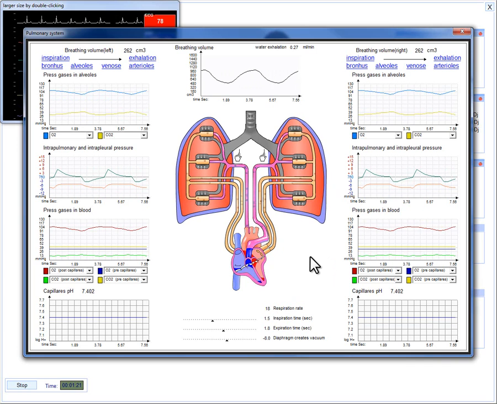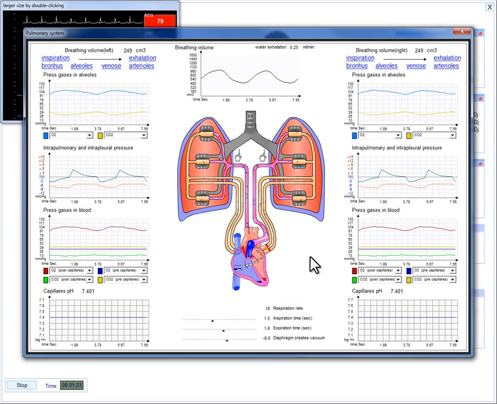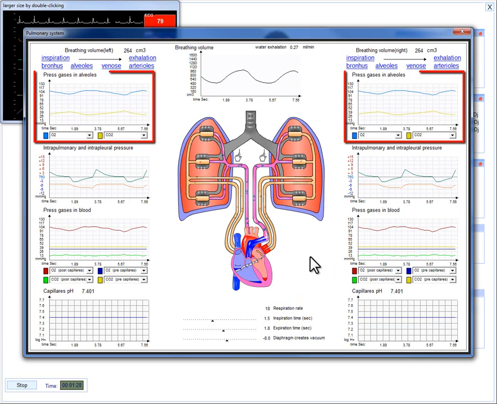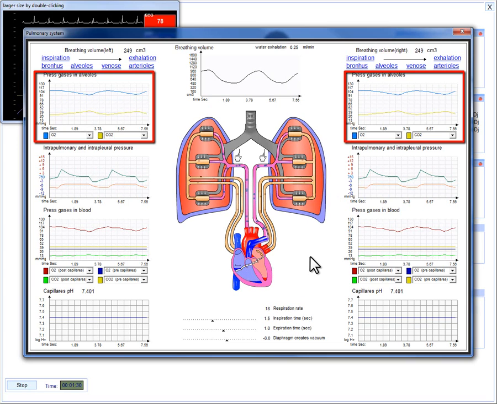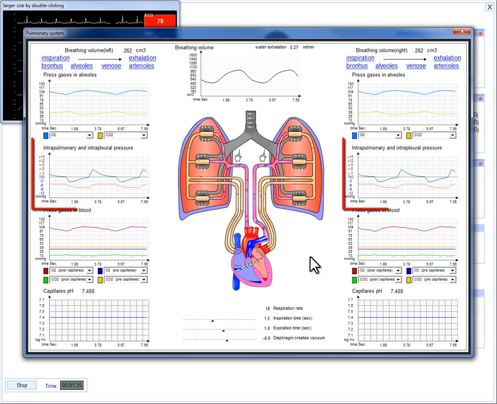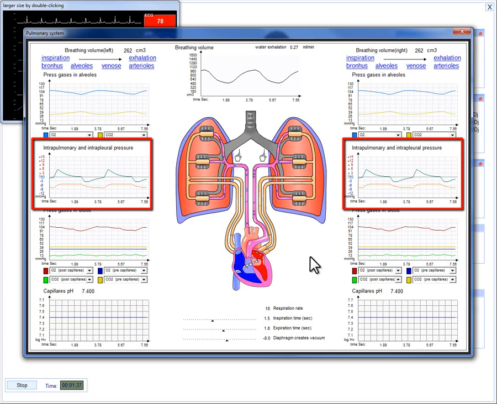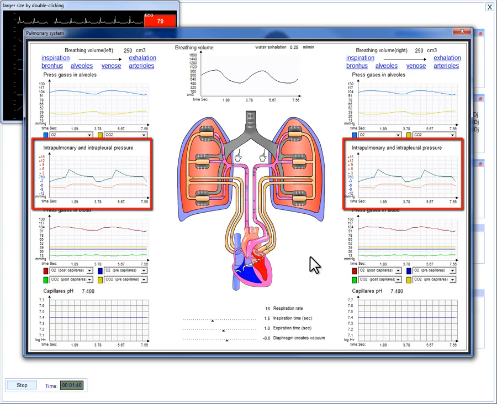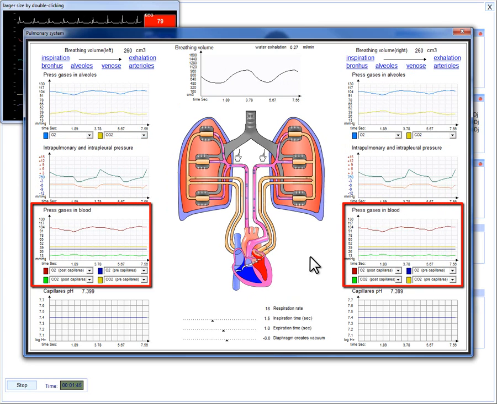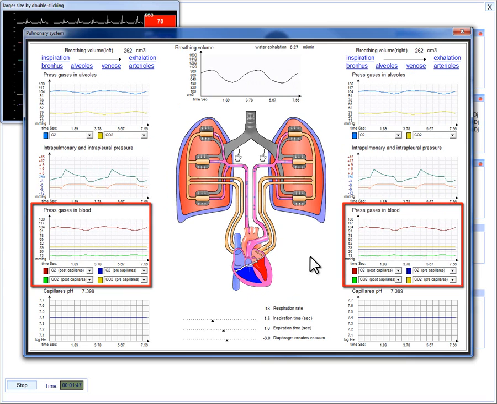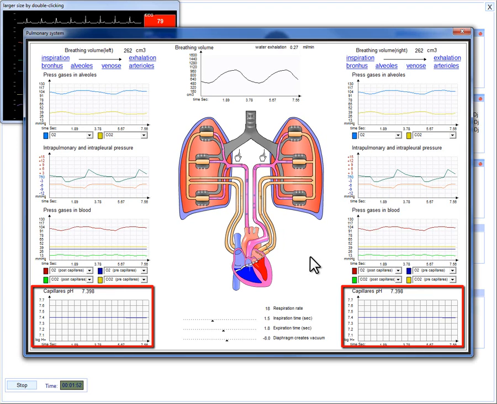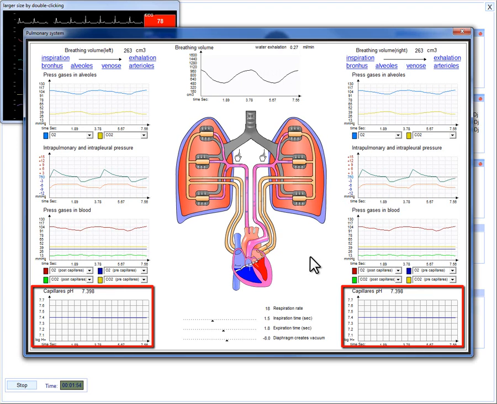For the left and right lung, separate graphs are built on the left and right sides of the screen correspondingly, showing variations in the pressure of various gases in the alveoli, changes in the intrapulmonary and intrapleural pressure, variations in the pressure of various gases in the blood capillaries of the lungs, and graphs of the blood pH in the capillaries of the lungs.